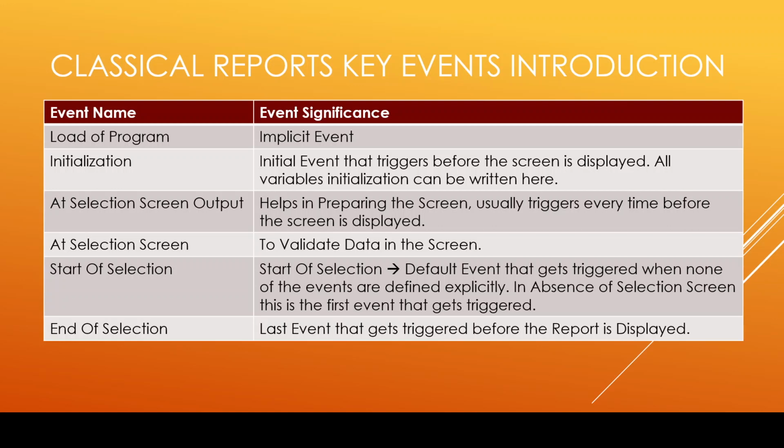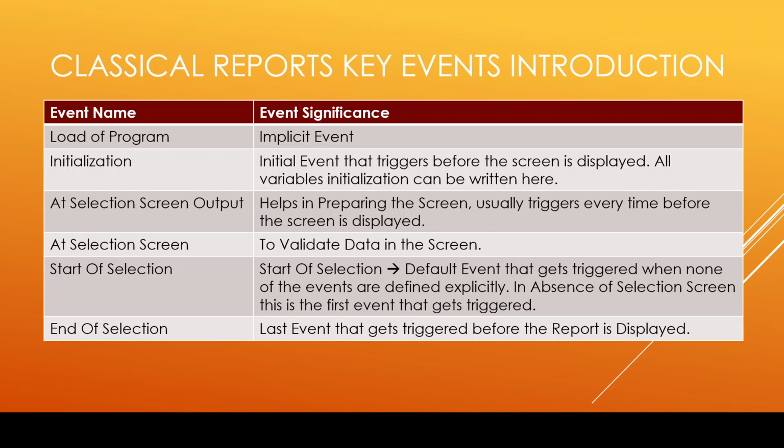Initialization is one of the first events that is triggered before the selection screen is displayed, if at all there is a selection screen. Initialization is the first event that gets triggered. So why do we use this initialization event? We can declare or initialize all the variables that are part of our program. For example, I have defined a local class in my report program. If I want to initialize my local class, or in other words, instantiate my local class, I will do that in my initialization event.